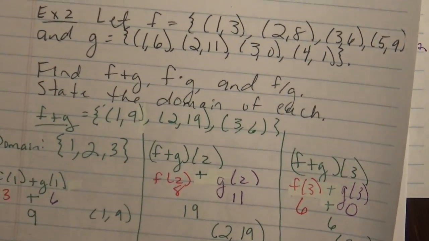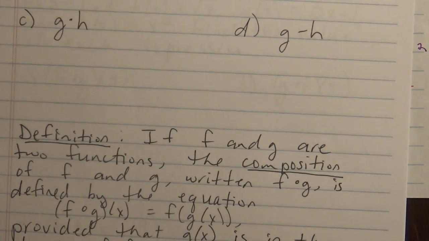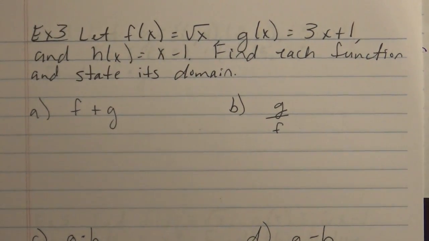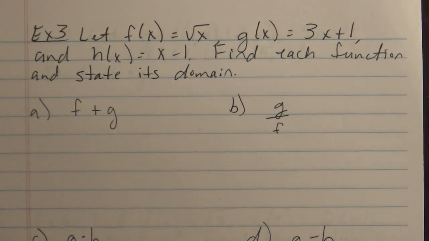Moving on to example 3. In example 3, we're given f of x equals the square root of x, g of x is equal to 3x plus 1, h of x equals x minus 1. Find each function and state its domain.